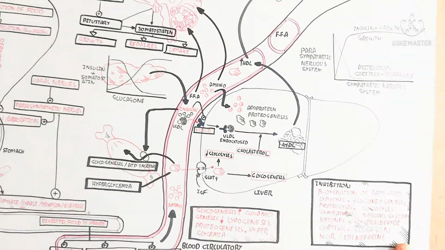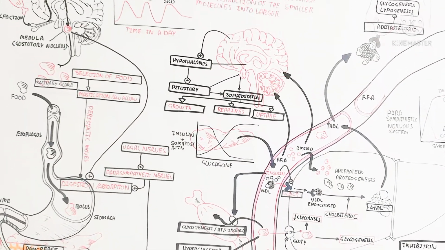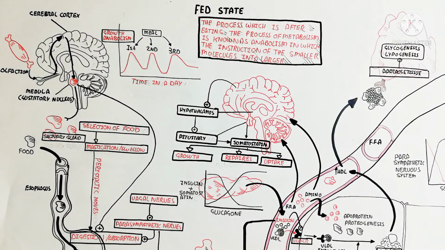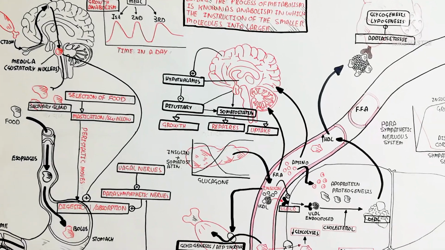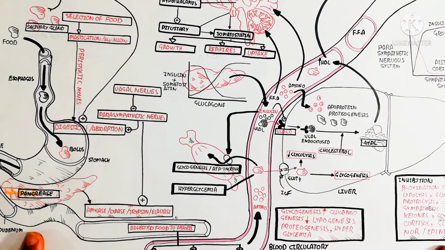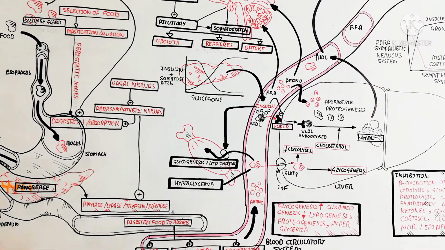But the important thing is that the insulin is basically increased and the glucagon will be decreased. So after this, muscle growth due to the growth hormone will occur and all body growth will occur. So this was the anabolic part of the fed state.